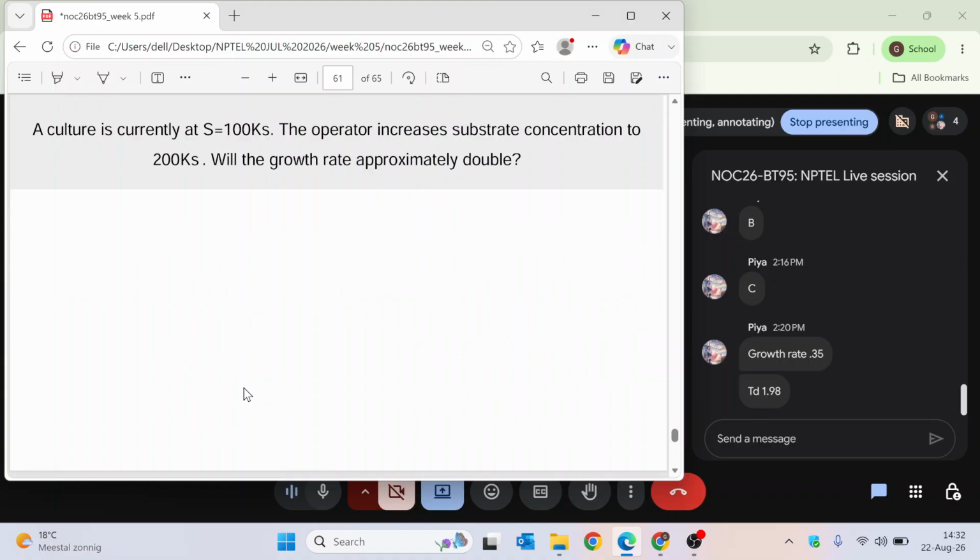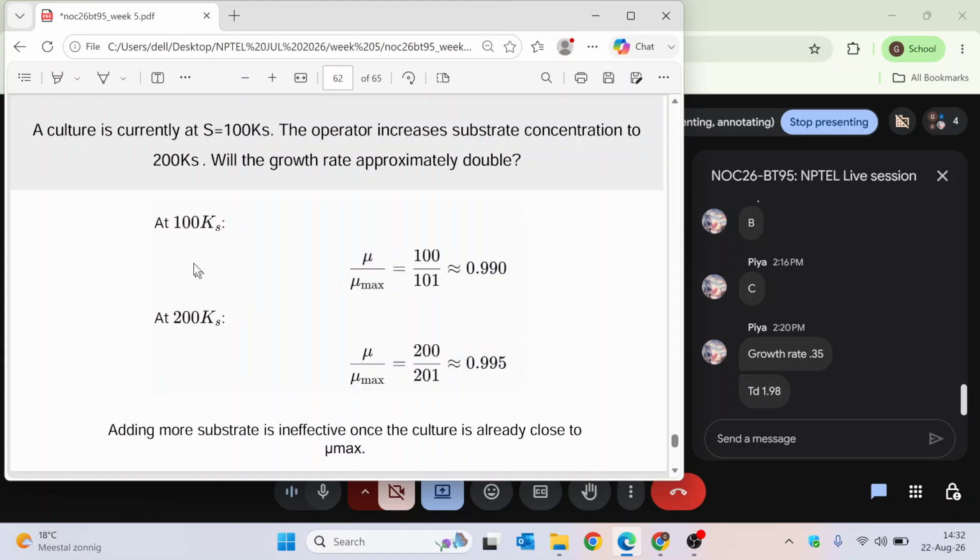Okay, our culture is currently at a substrate of 100 times Ks. The operator increased the substrate concentration to 200 times Ks, expecting the growth rate to approximately double. So for this, at 100 times Ks, mu by mu max will be 100 by 101. Mu is equal to mu max S by Ks plus S. S is 100 Ks, Ks plus 100 Ks is 101 Ks. So it is 100 by 101, which is 0.99.